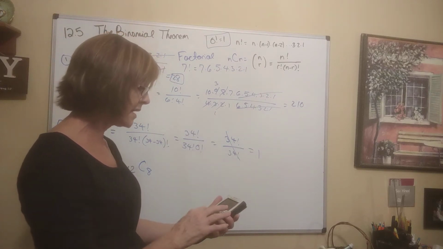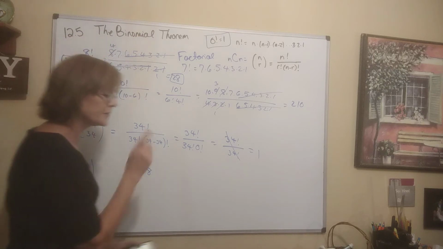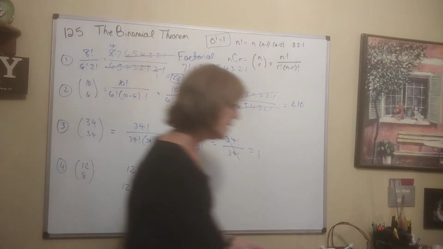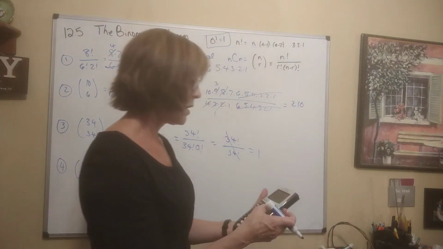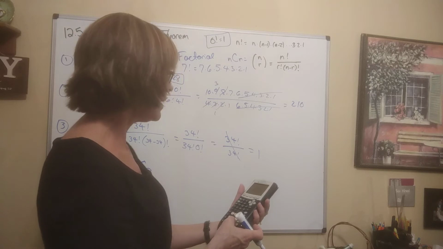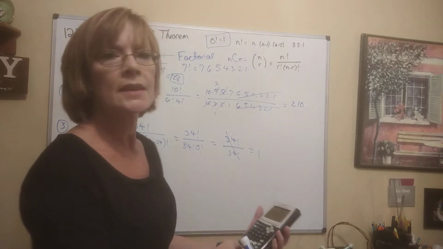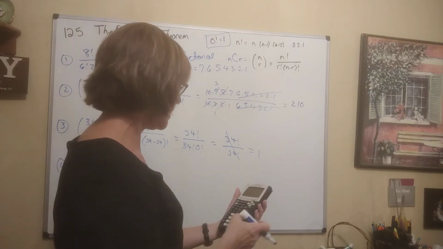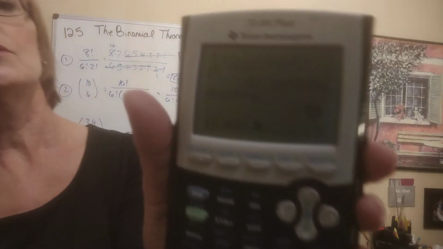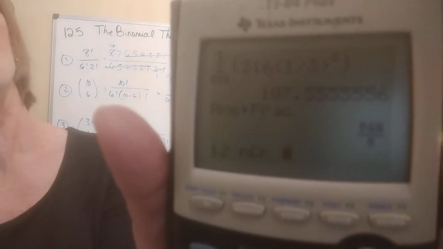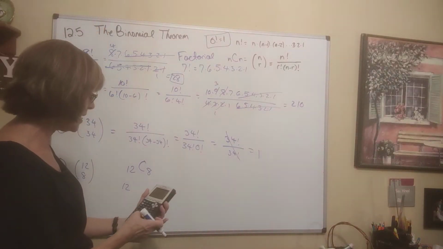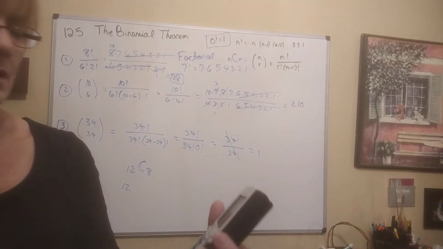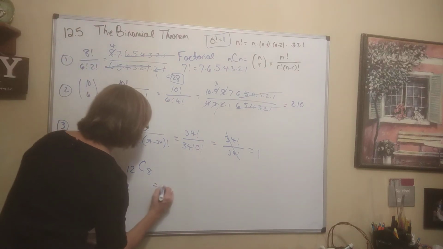But before I even get to that, I have to put in the 12. So I put 12. I have to put the N down. 12, go to my calculator, hit math, go all the way to probability, hit number 3. Then I have this, 12 N choose R, and then I'm going to put in the R, just hit 8, and then enter. So this is what I have right before I hit enter, and it tells me that it's 495.